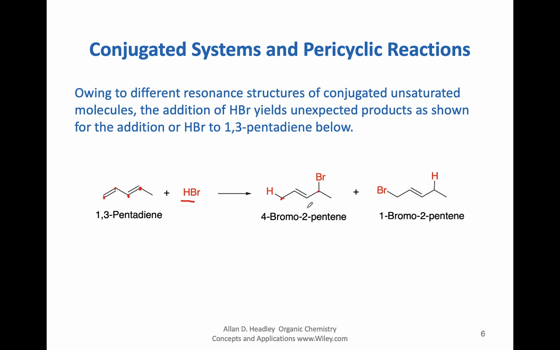And of course, if you draw the resonance structures, you can see why it adds at these points, because of the free movement of these electrons across these four atoms. So here's another product where the bromine can add here and the hydrogen can add here. Again, conjugated systems are unique in that there's a free flow of electrons across the carbon framework.